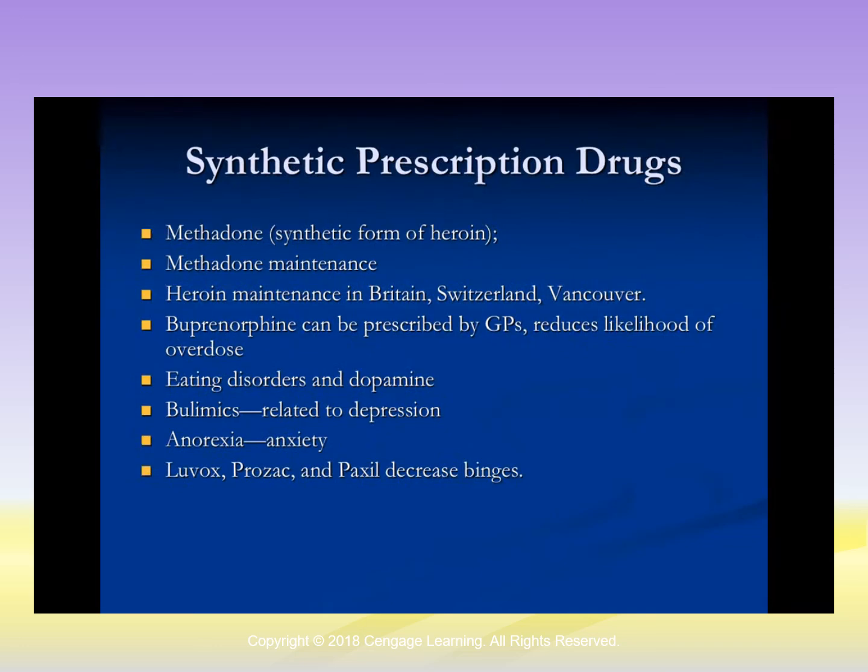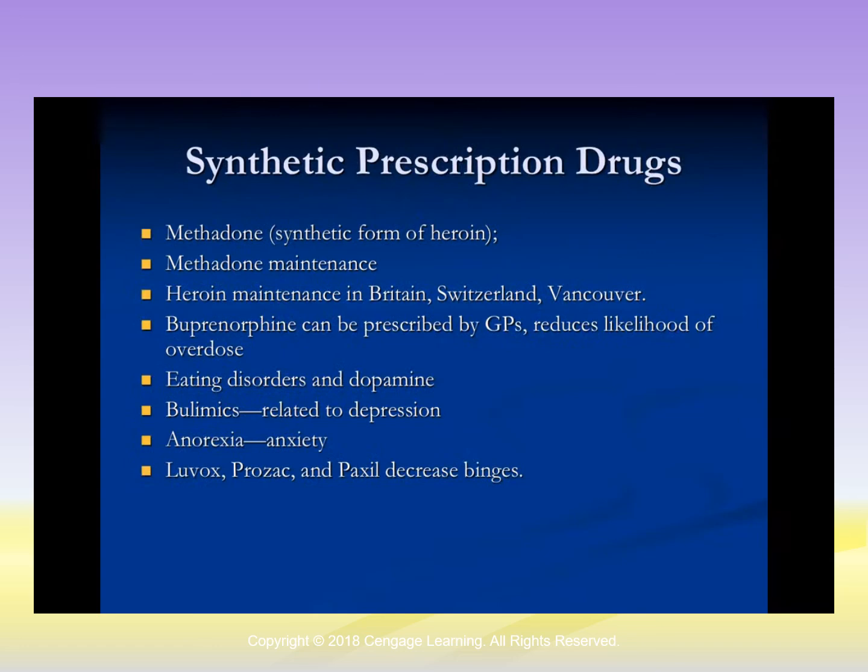Okay. So buprenorphine, you might also see this as Suboxone or Subutex. It can come in a pill form or a film, like a Listerine film. It can be prescribed by a general practitioner. It reduces the likelihood of an overdose and helps with craving.